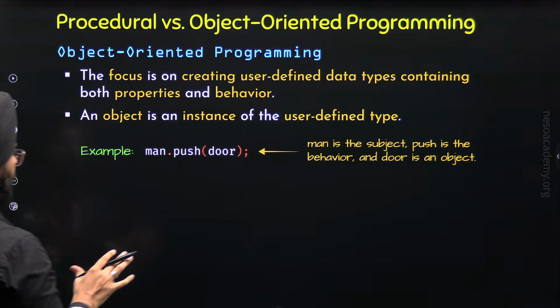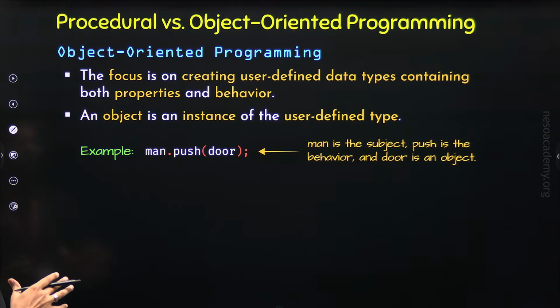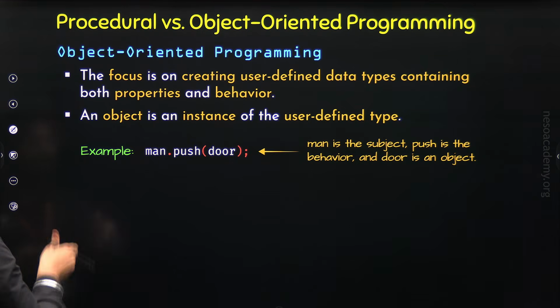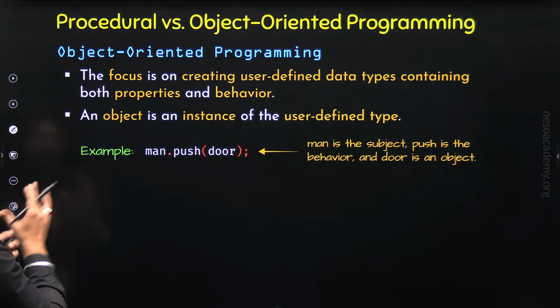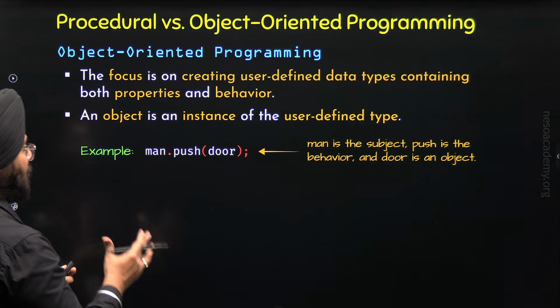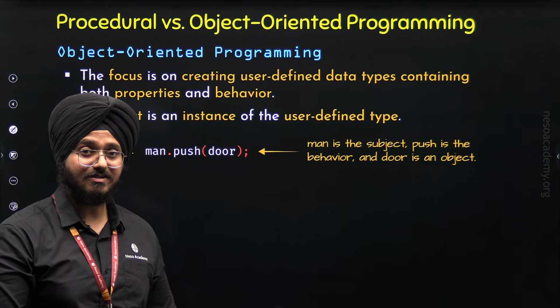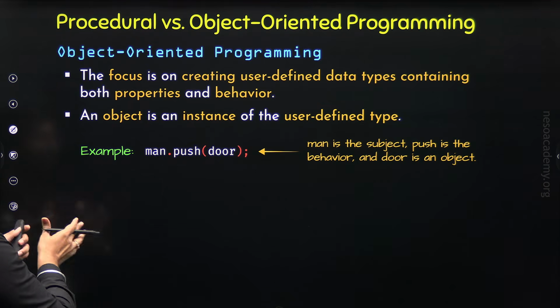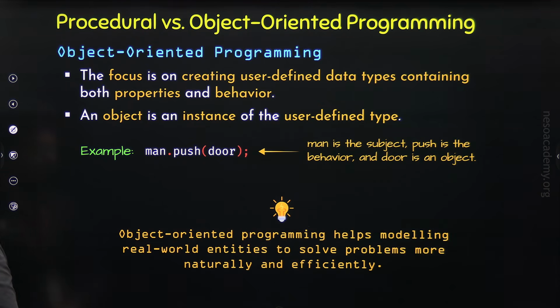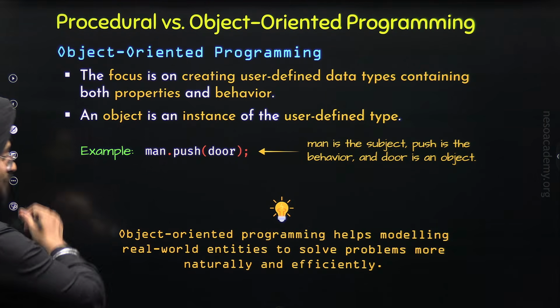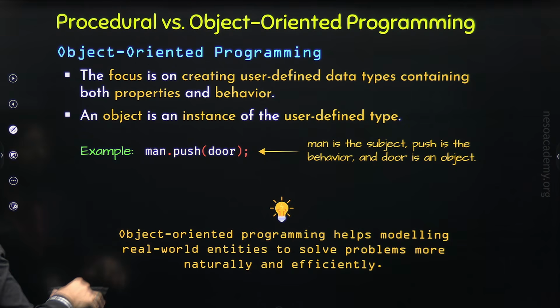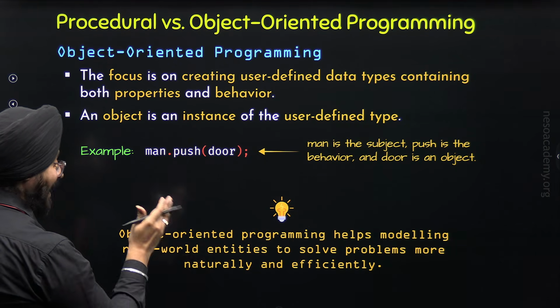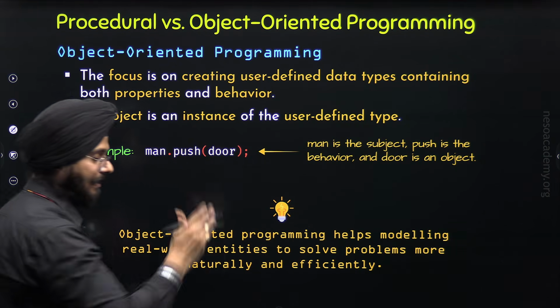So, one thing is clear: with object-oriented programming, we can design objects with properties and behavior inbuilt, and therefore we can model real-world entities quite properly. Hence, this is a more natural way of programming compared to procedural programming. In object-oriented programming, we would be able to model real-world entities properly. That allows us to solve problems more naturally and efficiently.